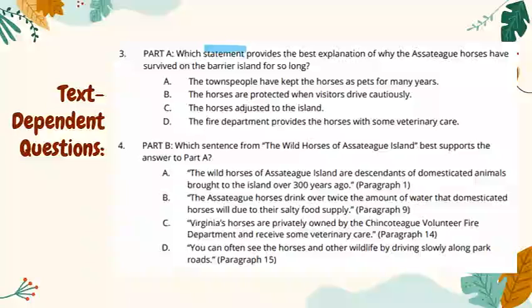Best explanation, provides the best explanation. All right, I'm going to highlight that for why they have survived on the barrier island for so long. So why have they made it there? What makes them so tough is what I'm starting to wonder. Can't wait to read about them. And number 4, which sentence from the wild horses of Assateague Island best supports the answer to part A? So this one's a lot like number 2 on the last page. I'm looking for the sentence that best supports number 3.